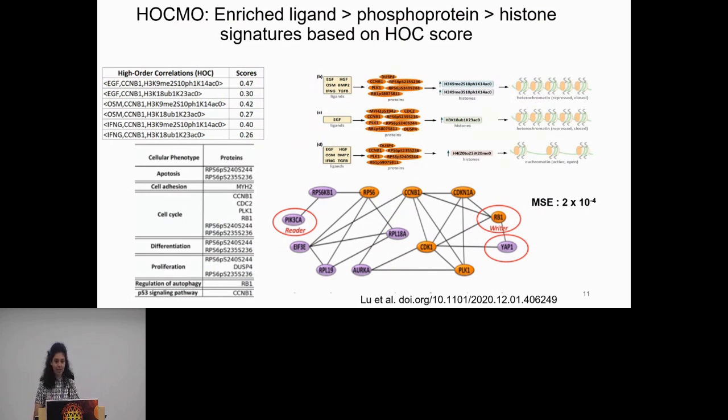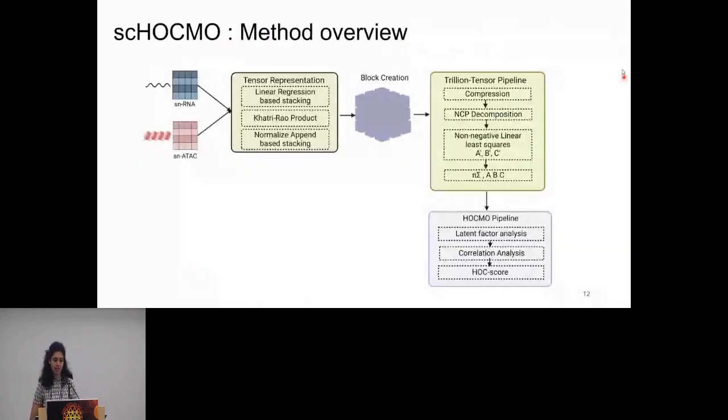The promising results of SCHOCMO motivated us to extend it to capture the single cell dynamics through our method scHOCMO, which is basically broken into three parts: a tensor representation, trillion tensor pipeline, and SCHOCMO model. And here, for our use case, we'll be focusing on single nucleus RNA-seq and ATAC-seq data, which are computed across completely disjoint set of axes, often termed as unpaired. And if it is a joint assay, it's a paired assay.